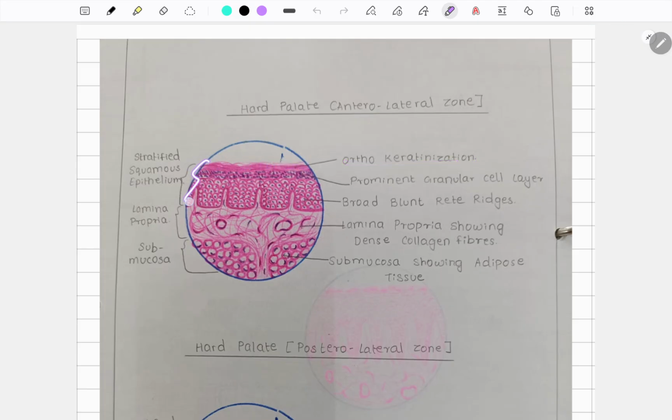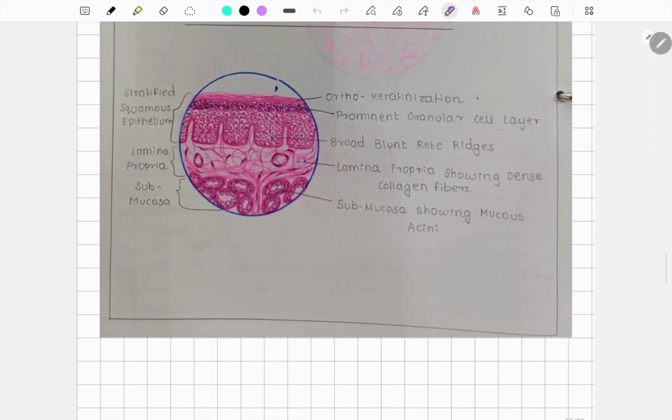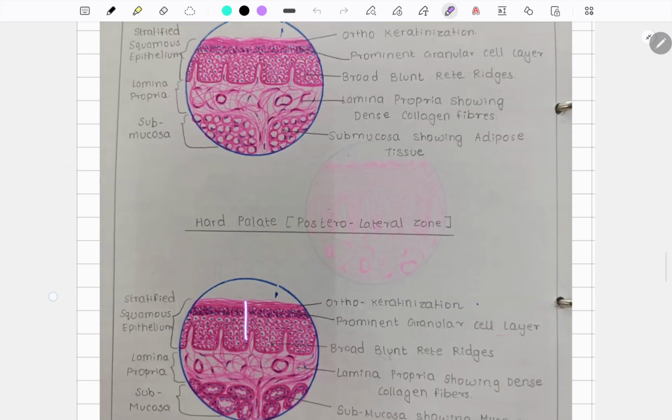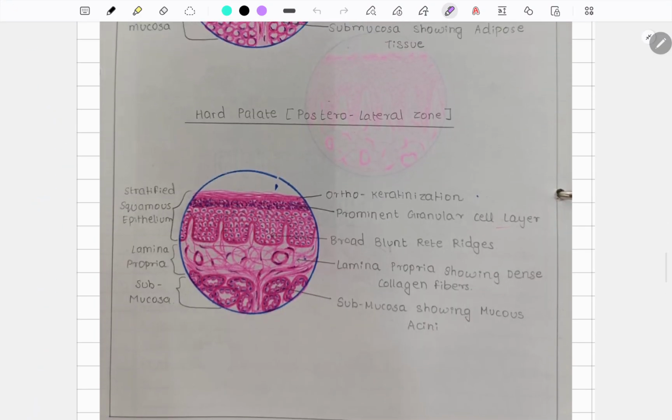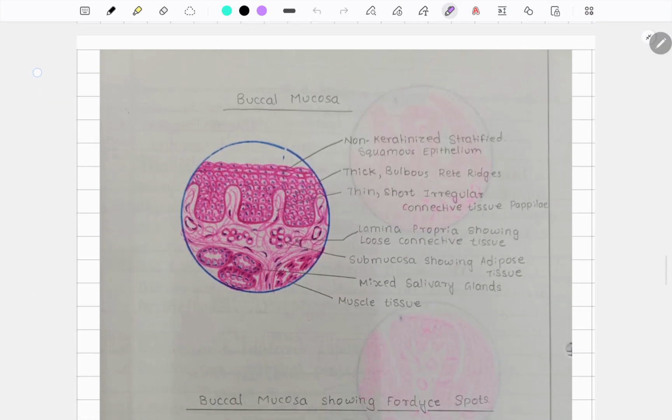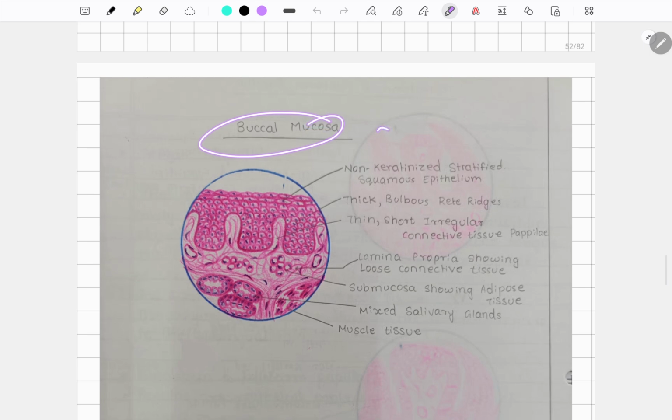So as you can see, this is the stratified squamous epithelium, then this is the lamina propria layer, and this is the submucosal layer. Over here everything is the same as in the anterior lateral zone, just the submucosa is replaced by mucous acini cells. Moving on to the next, buccal mucosa.